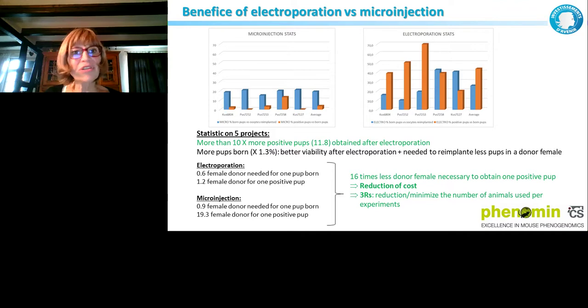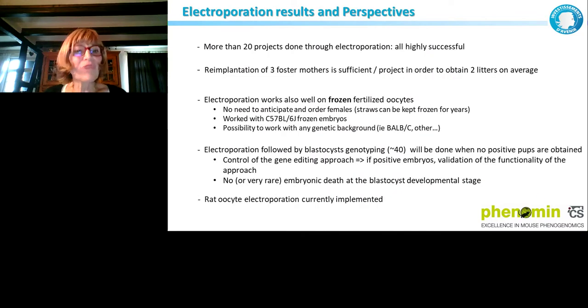Then electroporation is really something that we are using now for all of our projects. We have done not so many, but they all worked really nicely. On average, I think we don't need to reimplant more than 3 foster mothers. That's about 60 electroporated eggs to get 2 litters. And in these 2 litters, we have more than enough founders to breed afterwards.